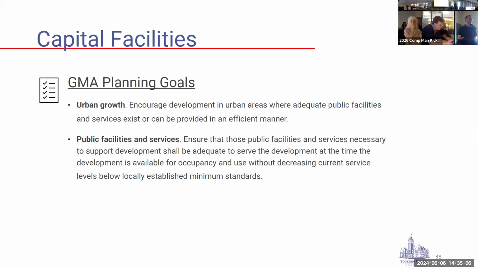So a little bit about the GMA goals for capital facilities. The first one's really about encouraging that growth where the facilities already exist, because that's going to be the most efficient way that we can coordinate that growth to happen where the facilities already are, because now you're not paying for new facilities to be built out to serve that growth.